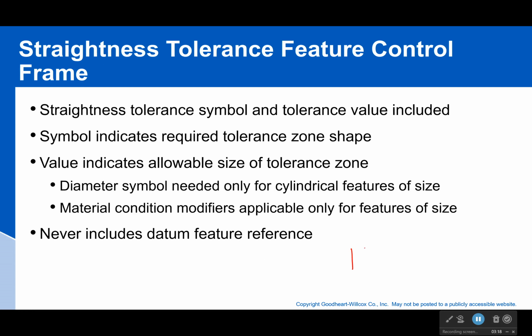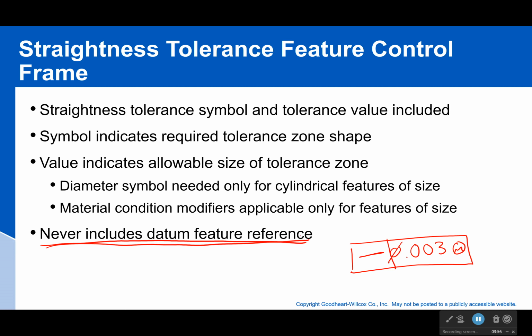Now, our feature control frame for straightness has a few things in it. First off, it has the straightness symbol. Then it can have the diameter symbol if it's axis straightness, that's controlling the derived median line, or it can not have that if it's on a surface. And then we'll have a tolerance value. And if we're controlling an axis, we can include the max material condition, but only if we are controlling an axis, not if we're controlling a surface. This never, ever includes a datum feature reference. Don't include it. It doesn't go here. It's not what it's meant for.